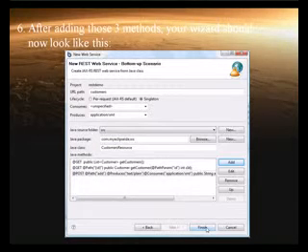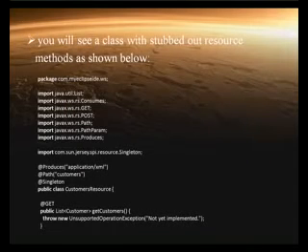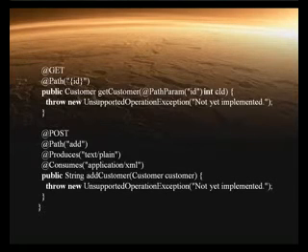After adding those three methods, your wizard should now look like this. You will see a class with stubbed out resource methods as shown below. This is the code.